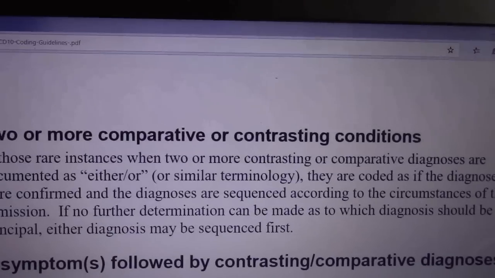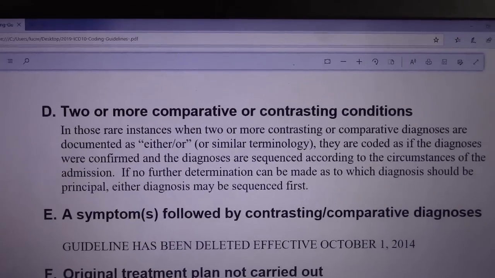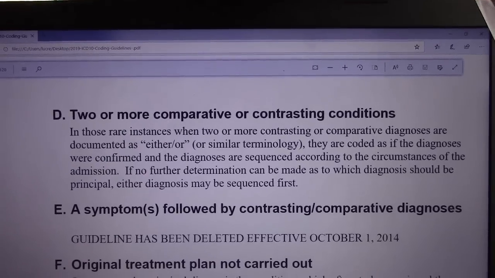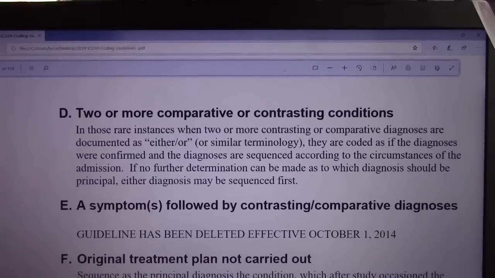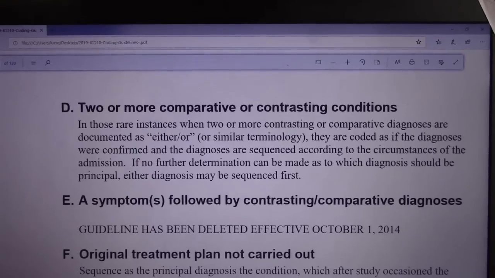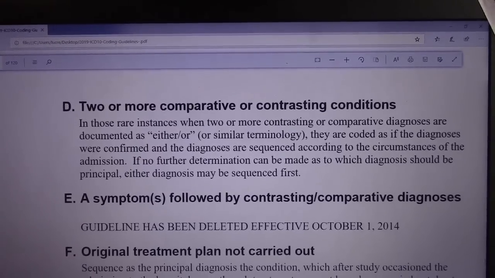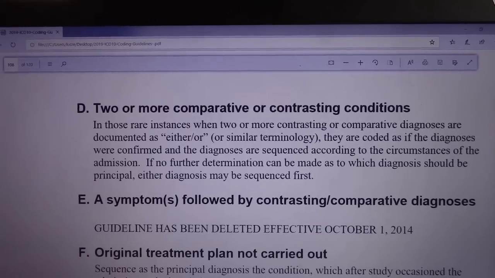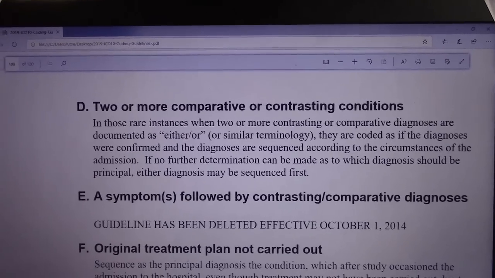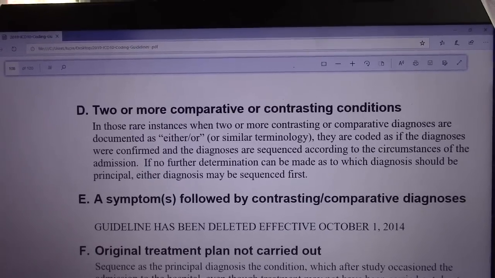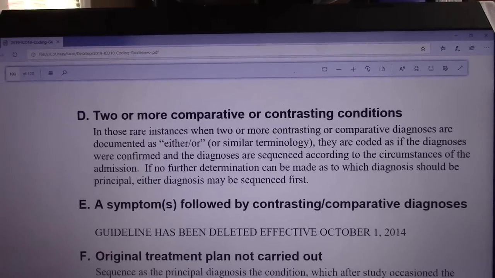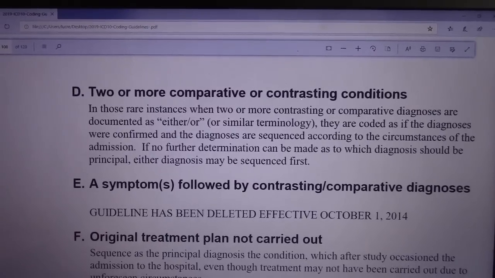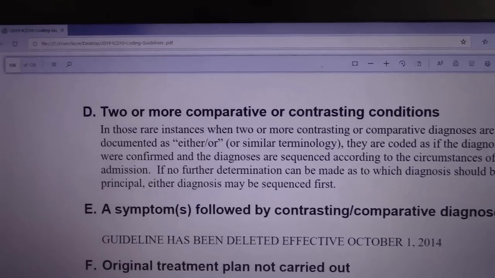Okay, continuing. Let's look at D. D says two or more comparative or contrasting conditions. In those rare instances when two or more contrasting or comparative diagnoses are documented as either/or, they are coded as if the diagnoses were confirmed and the diagnoses are sequenced according to the circumstances of the admission. And if no further determination can be made as to which diagnosis should be principal, then either diagnosis may be sequenced first. All right, what's a good example for that one?